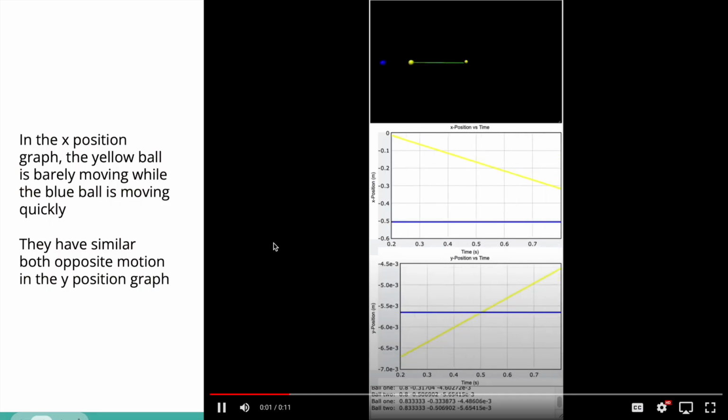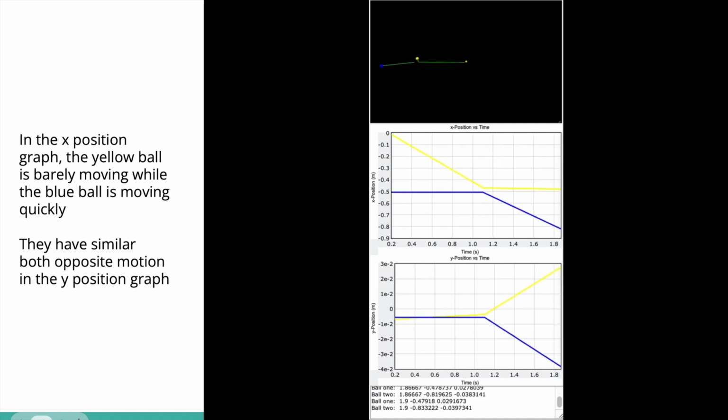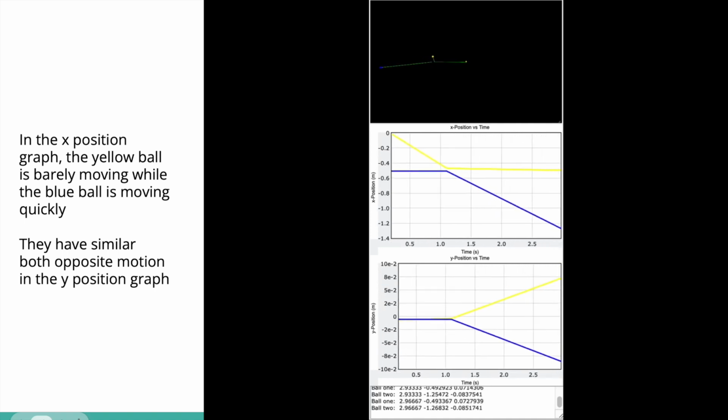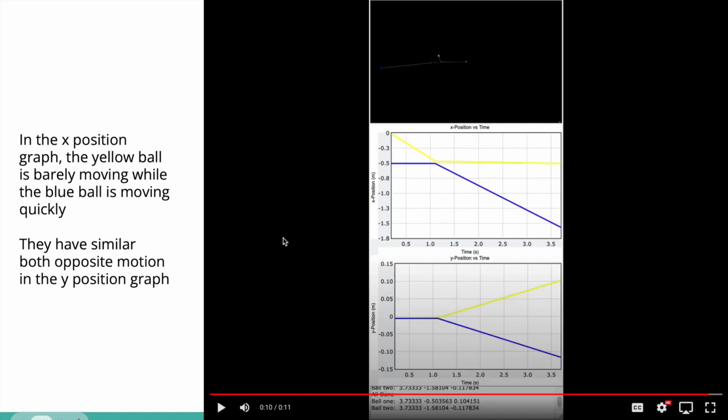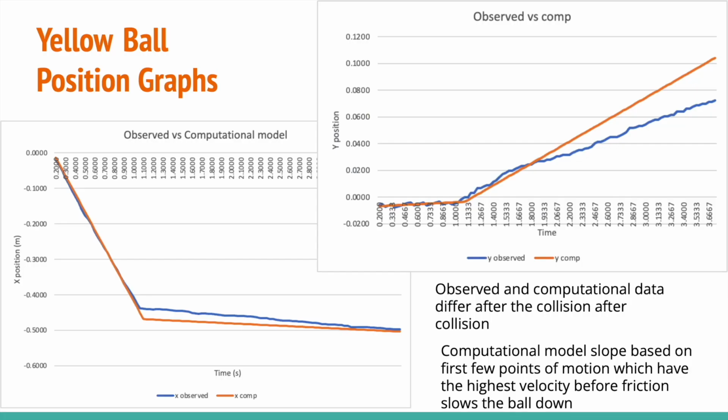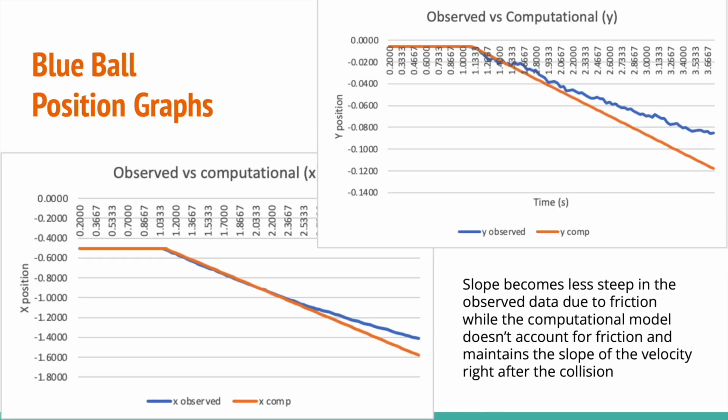In the x position graph, the yellow ball is barely moving, while the blue ball is moving quickly. They have similar but opposite motion in the y position graph, however. This model shows motion very similar to the video. The observed and computational data differ after the collision. This is because the computational slope is based on the first few points of motion, which is when the velocity is the highest, because it's before friction acts on it and slows the ball down. The same thing is occurring here. The slope becomes less steep in the observed data due to friction, while the computational model doesn't account for friction. It maintains the slope of velocity right after the collision.